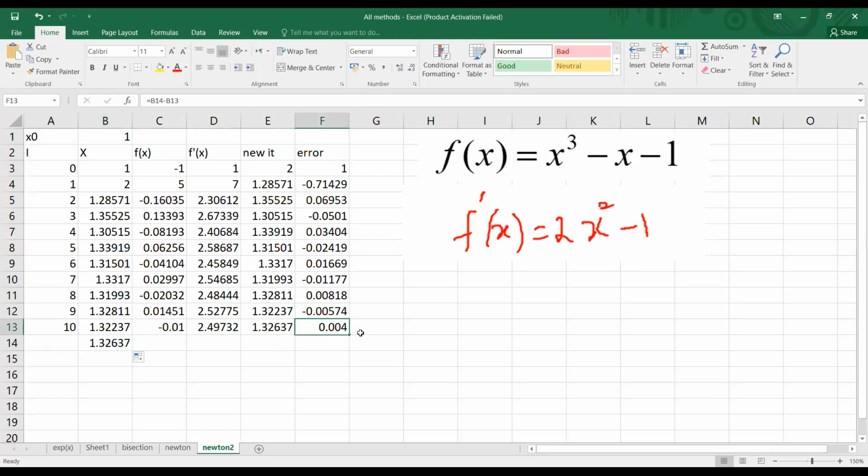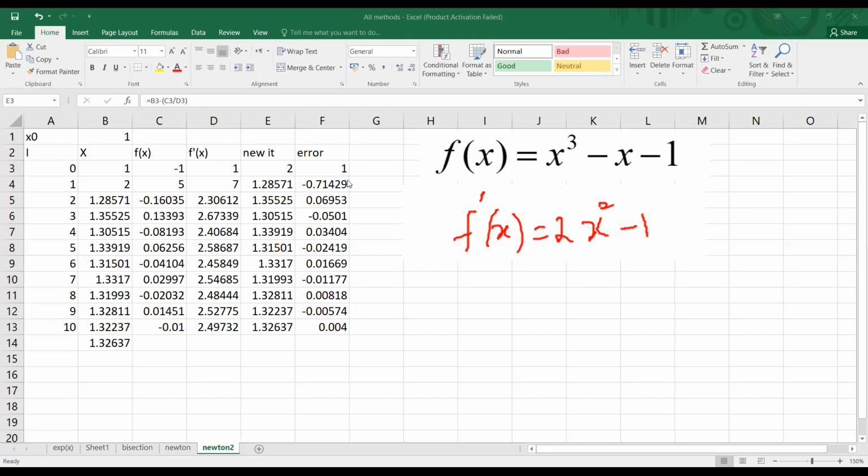Now this is 0.004. So you can see that the error is reducing: 0.0008, then we have 0.0004. Every time we have a smaller value of error. So this is the implementation of the Newton-Raphson method in this example.